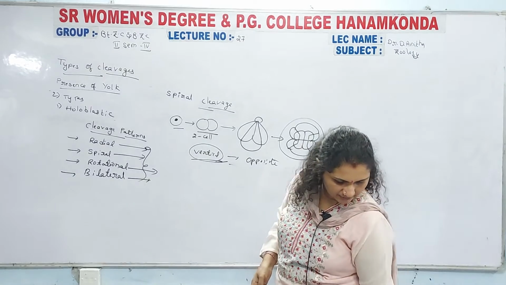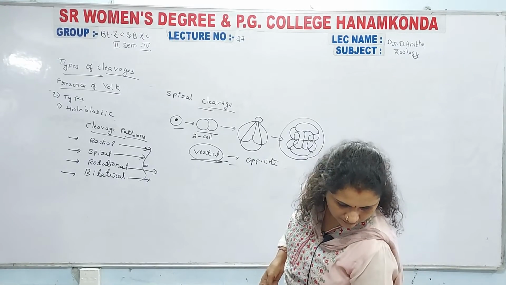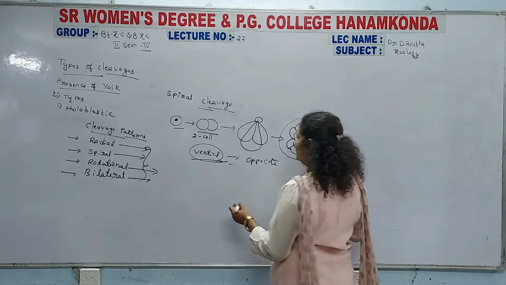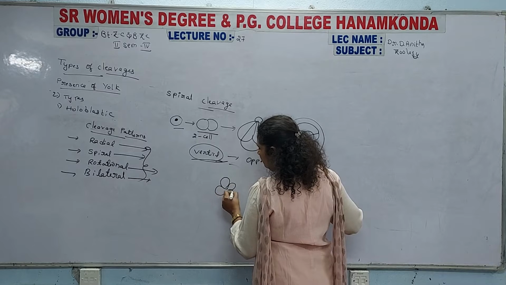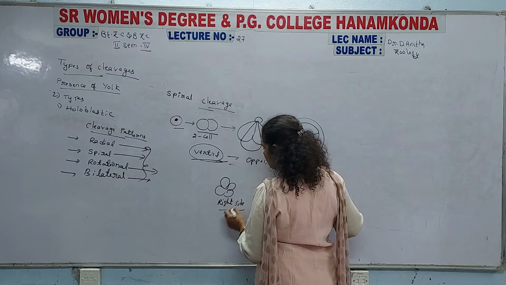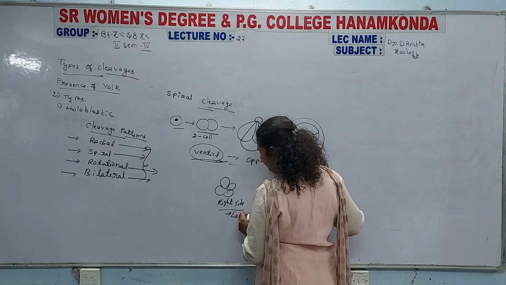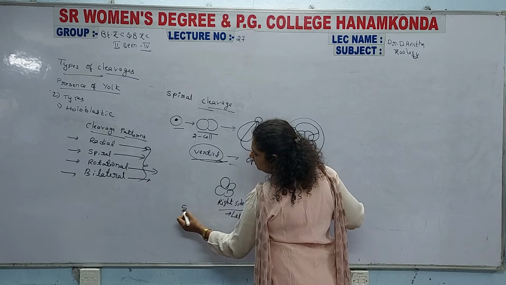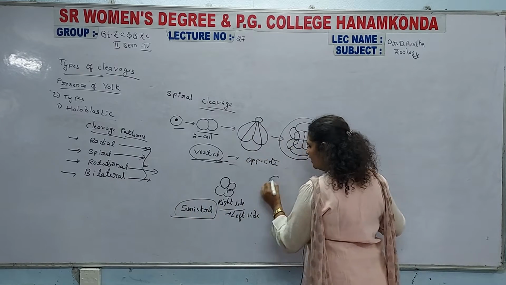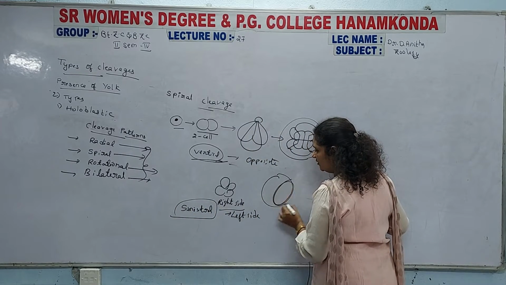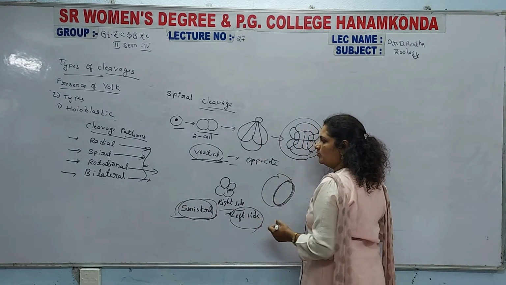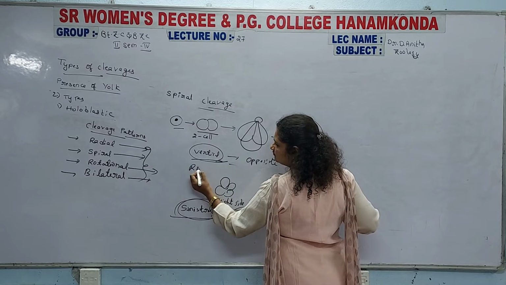So in spiral cleavage, the cells sometimes move completely to the right side of the zygote, and sometimes completely to the left side of the zygote. When they move to the left side, the condition is considered the sinistral condition. This sinistral-like movement mainly occurs in rotifers.